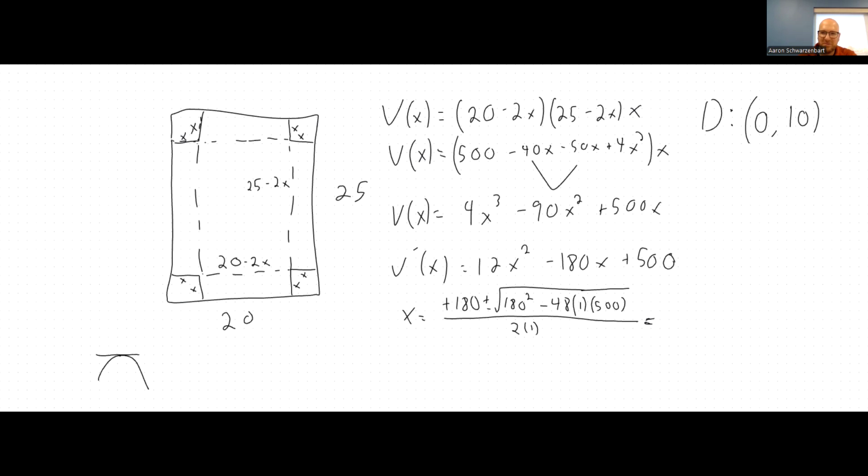So when you get this, you get two answers, 3.68 and 11.32. 11.32 isn't in that domain, is it? No. So I want x to equal 3.68. Let's see what the question says. How large should the squares be to make the box hold as much as possible? That's this. It then asks you what is the maximum volume. So now I have to do v of 3.68.